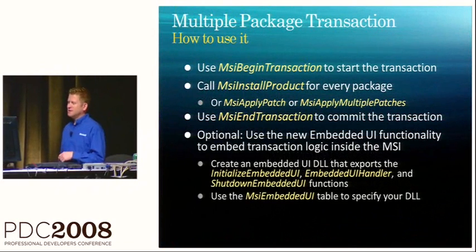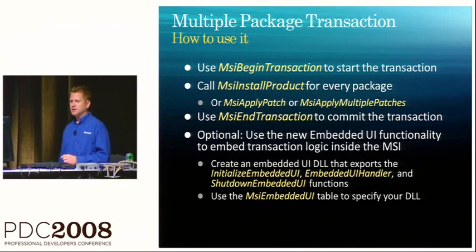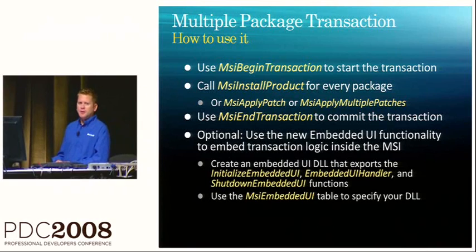So how to use that? Now, as I mentioned, there are only a few basic API calls that you need to make. Essentially, right now, if you're using a Bootstrapper, you're probably doing one of two things. You're either calling the MSI command line and saying, install this package, install this package, install this package. Or you're using our API calls like MsiInstallProduct, MsiApplyPatch, or MsiApplyPatches to actually install your package.